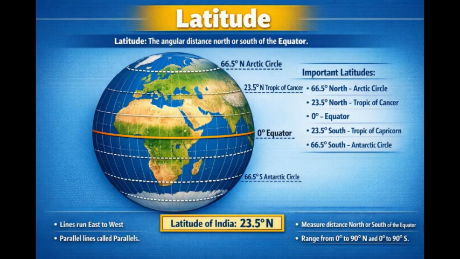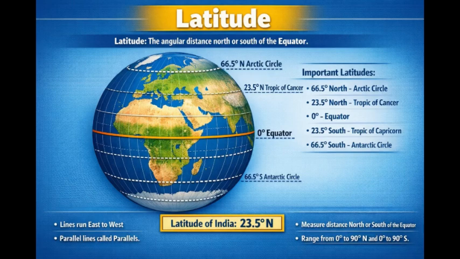Let us first understand latitude. Latitude is defined as the angular distance of a place north or south of the equator, measured in degrees. The equator is the most important latitude and it is located at 0 degrees. All other latitudes are measured north or south of the equator. The value ranges from 0 degrees to 90 degrees north and 0 degrees to 90 degrees south, at the two extreme poles, the North Pole and South Pole. Another important point is that latitude lines run from east to west and they are parallel to each other. That's why they are also called the parallels of latitude.